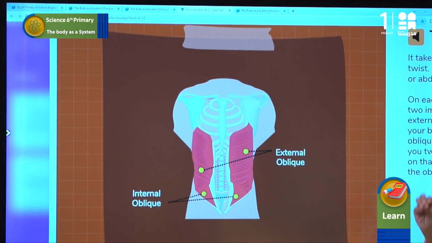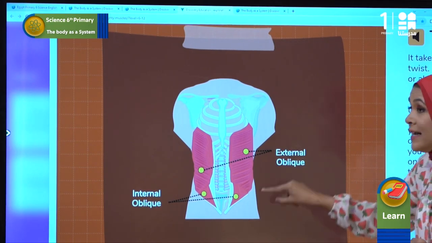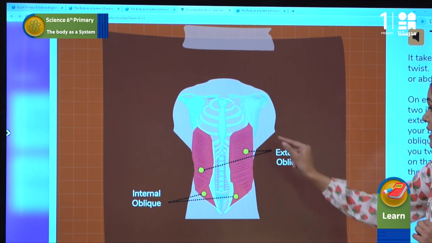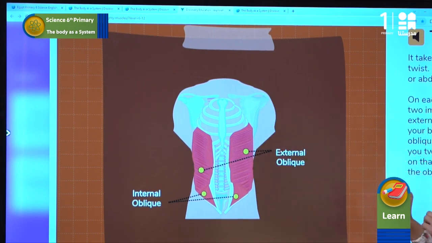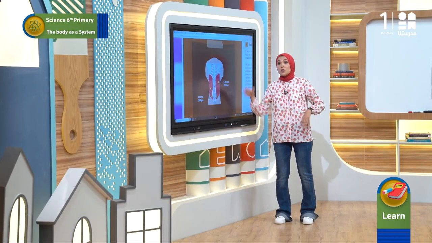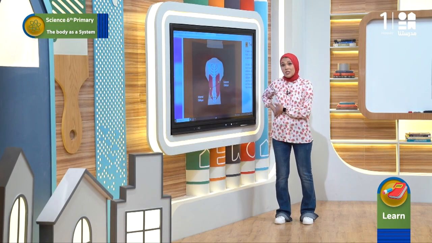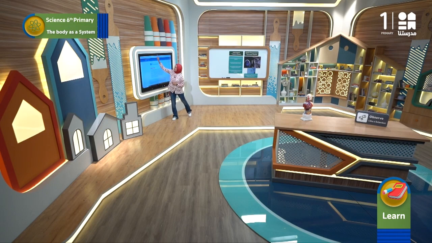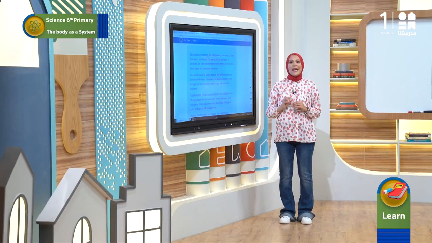We have two important abdominal muscles on the right and on the left. The external muscle along the body and the internal muscle inside the hip bone. When we twist our waist, two muscles contract on this side together, and on the other side, two muscles relax. Now let's read the text to understand more about the muscles and their types. Take your time to read the text.